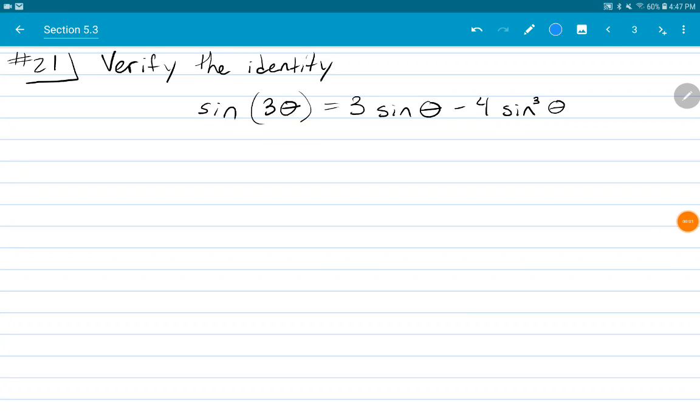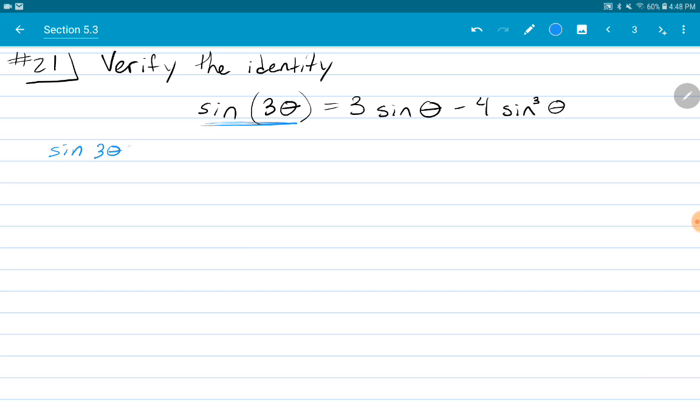Section 5.3, problem number 21, we're going to verify this identity. Sine of 3 theta equals 3 sine theta minus 4 sine cubed theta. So I'm going to start with the left-hand side, looking for the more complicated side. The left side, while it's smaller and looks simpler, has a 3 theta in there that I have to break apart into just sine of thetas, which makes me think this is more complicated, because I cannot get to the sine theta without breaking this into something more complicated.